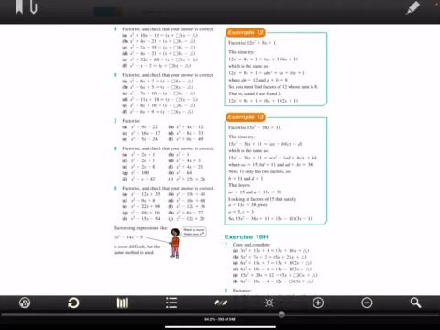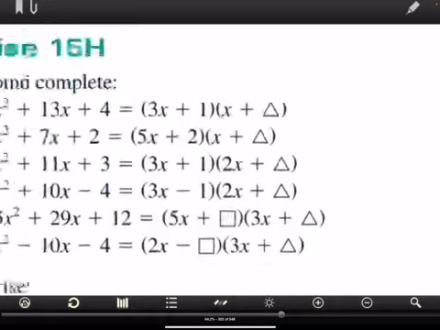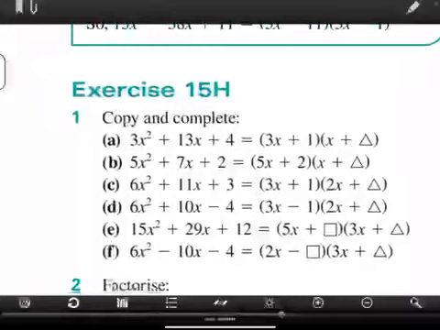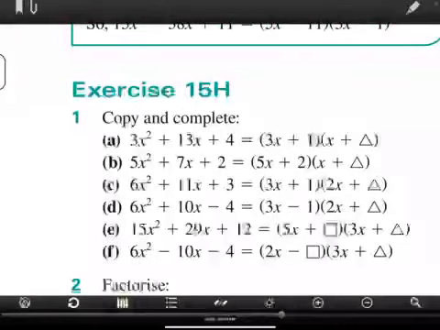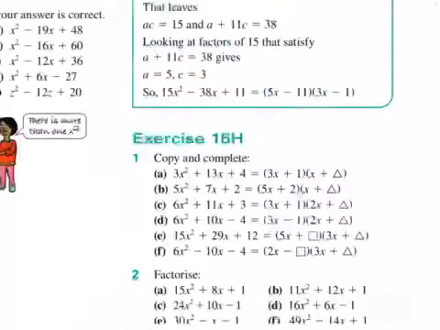Factorizing quadratic equations, for example, 6x squared. So far you only received x squared. So it's time to factorize these types. 3x squared plus 13x plus 4, chapter 15.